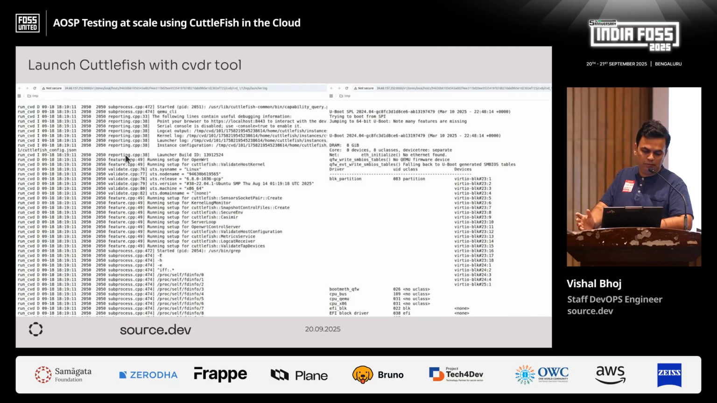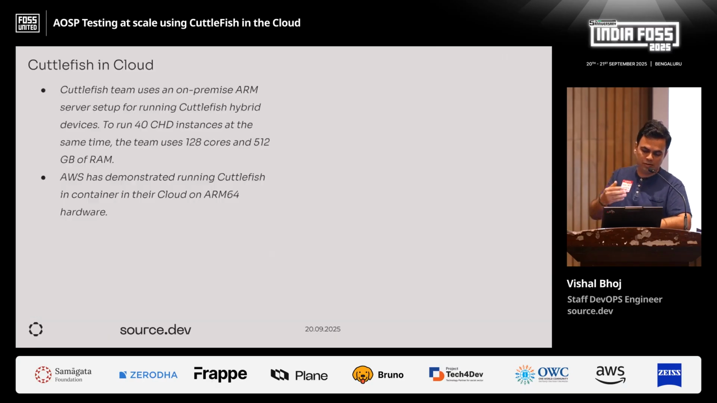I have a couple more screenshots. One describes the launcher logs itself, whether the CuttleFish instance was getting launched correctly or if there are any errors if you want to see. The screenshot on the right side showcases the bootloader U-boot and the kernel logs running for that particular CuttleFish instance.